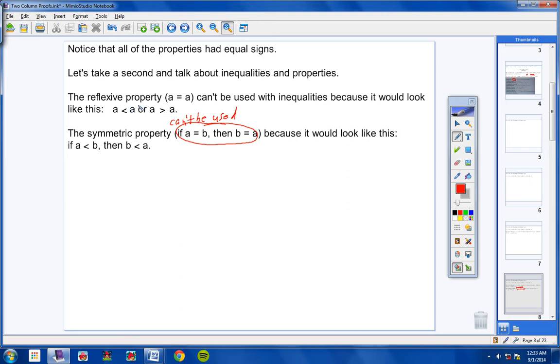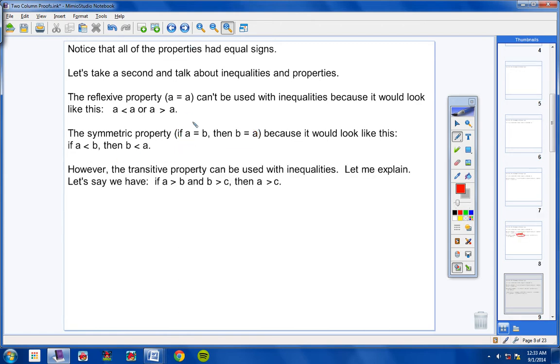So the reflexive property cannot be used with inequalities, and the symmetric property cannot be used with inequalities. I've just showed you right here it can't be done. But take a look at this. I would like you to write this down. The transitive property can be used with inequalities. Remember, the transitive property is this: if A equals B and B equals C, then A equals C. Well, let's try this down here. If I said A is greater than B and B is greater than C, then A is greater than C. And that's true.